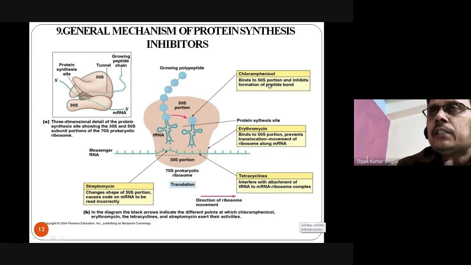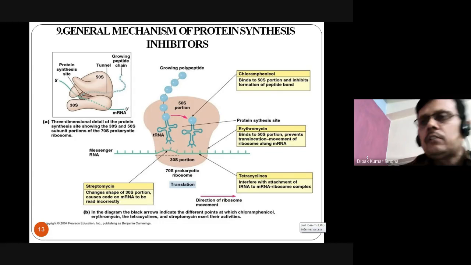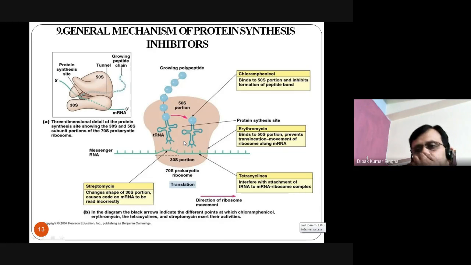Chloramphenicol, 50S, so that you never forget which antibiotic acts on which mechanism, 50S ribosome or peptide synthesis. Erythromycin binds with the 50S portion and prevents the translocation and movement of the ribosome along the mRNA. Tetracycline always binds with the 30S and blocks tRNA to the mRNA ribosome complex, and streptomycin changes the shape of the 30S portion and causes the code of the mRNA to be read incorrectly, which is misreading. And this is the three-dimensional structure of the ribosome, which is very important.